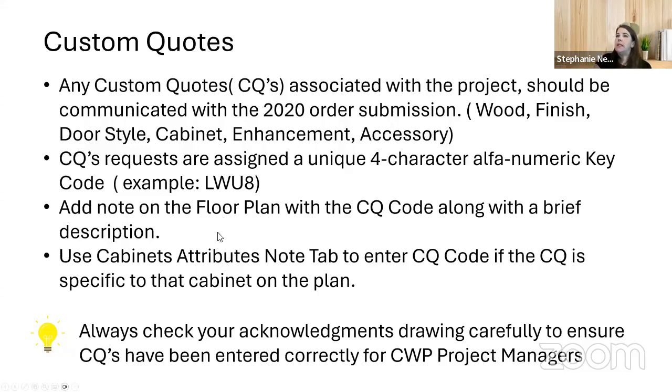Another example would be if you had a custom quote on a hood and you had used one of our standard hoods in your 2020 design to show your customer, and maybe you did some modifications to show it correctly, but knew you had a custom quote. Where I was showing you putting the notes in the attributes on the cabinet is where you would note what your custom quote number was. It's telling us when we receive the order what custom quote needs to be used. And again, you'll always want to check your acknowledgement drawings carefully to make sure that those custom quotes have been entered correctly.